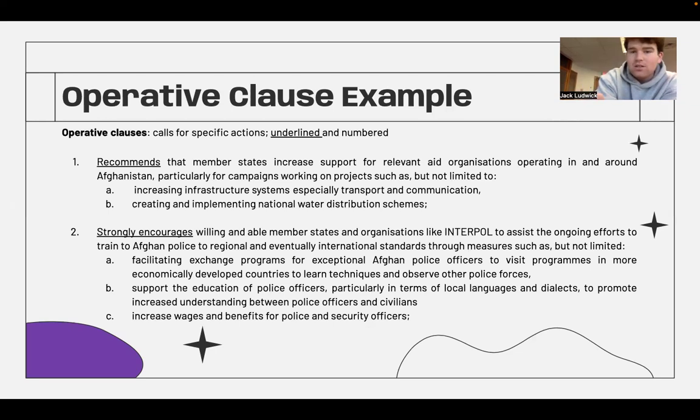And so this talks about increasing aid, and then as you get further into that operative clause, the first bullet, the one, is really like, hey, this is what we're going to be talking about inside this operative clause, and then you get more and more specific as that operative clause continues. So this is an example of a very, very small one. I would recommend fleshing this out a lot more and talking about specific things that you would do to increase relevant aid.